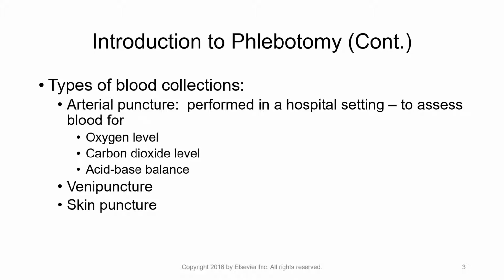Some important differences: blood in our arteries is on the path away from our heart. And with the exception of pulmonary arteries, arteries always carry oxygenated blood. So if you need to assess carbon dioxide levels, oxygen levels, or acid-base balances, then you'd need to perform an arterial puncture. And that has to be done under more stringent, more aseptic guidelines than we would practice for venipuncture.